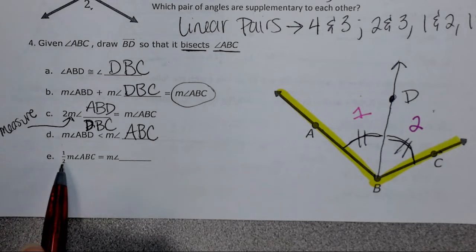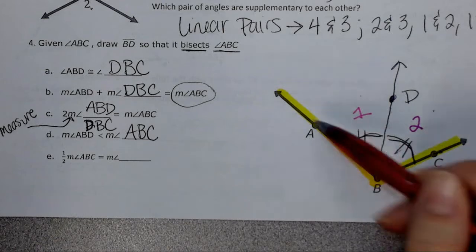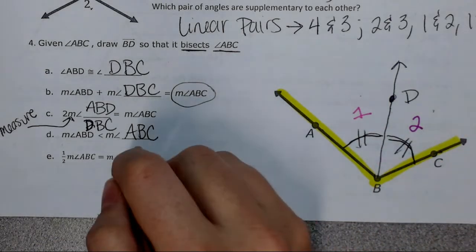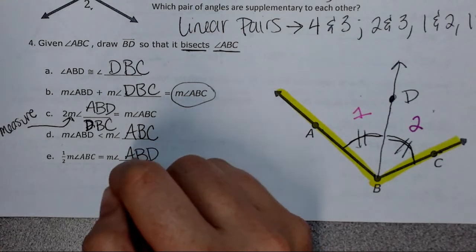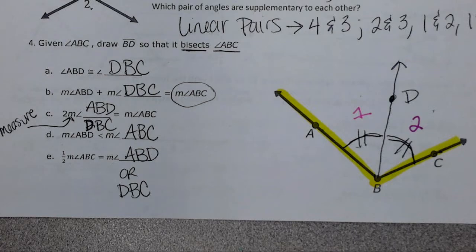Okay, this one is saying half the measure of ABC is equal to what? So half of this whole angle could be either one of these. So either angle ABD or DBC. Either one works.